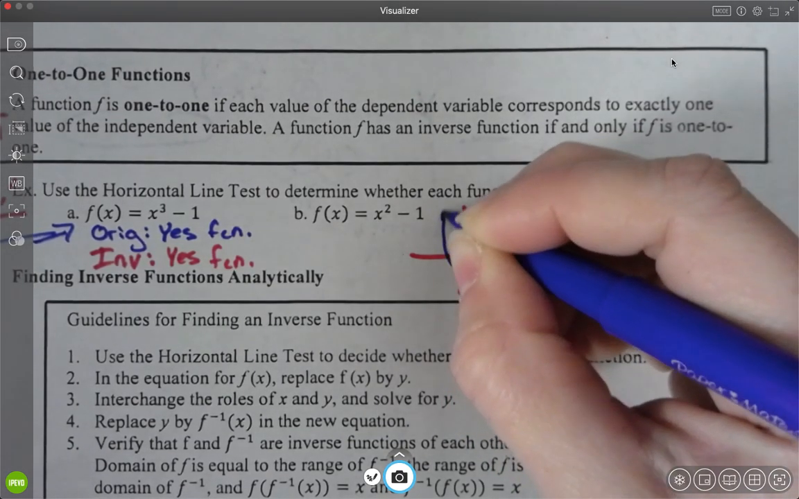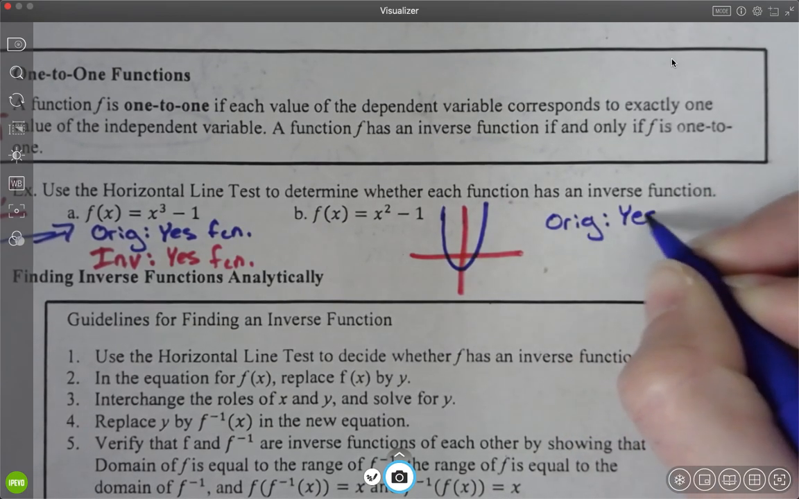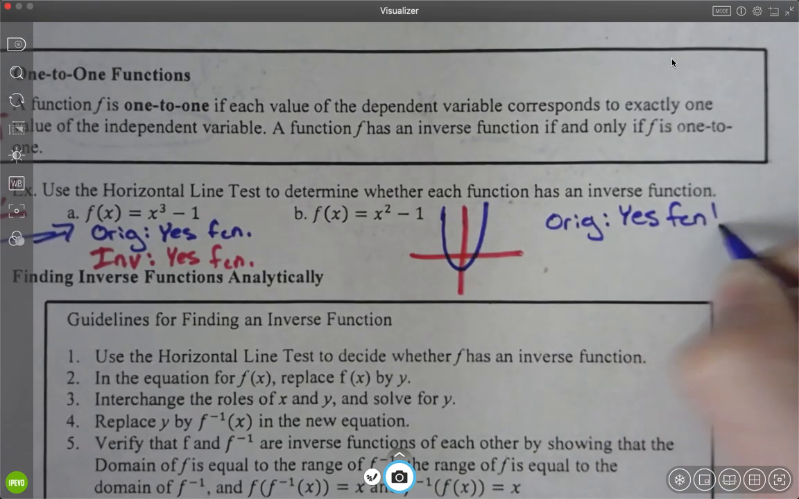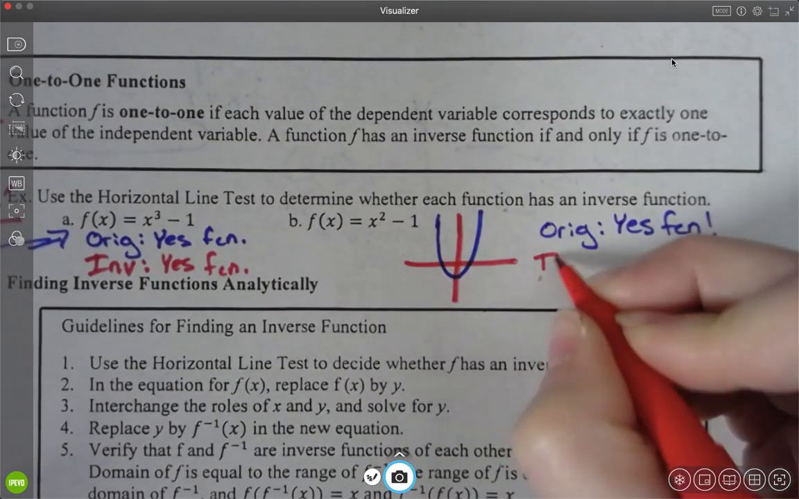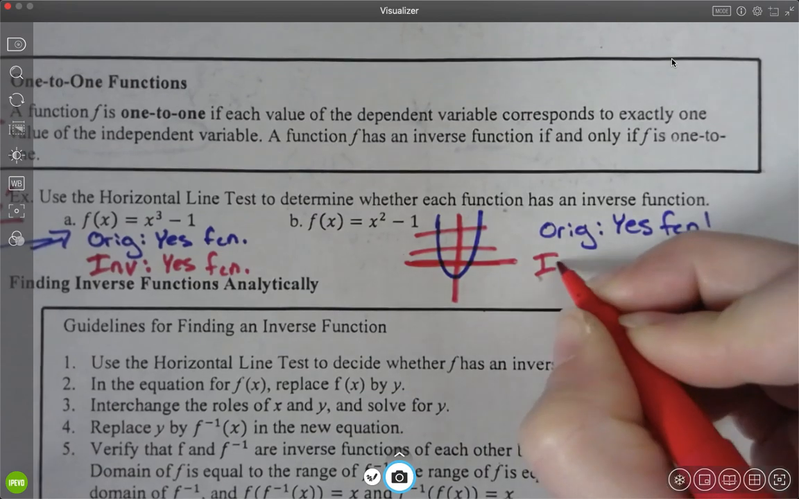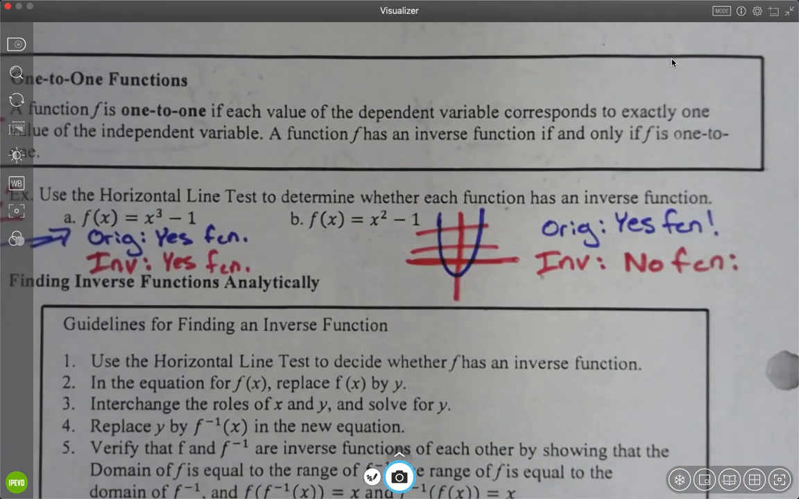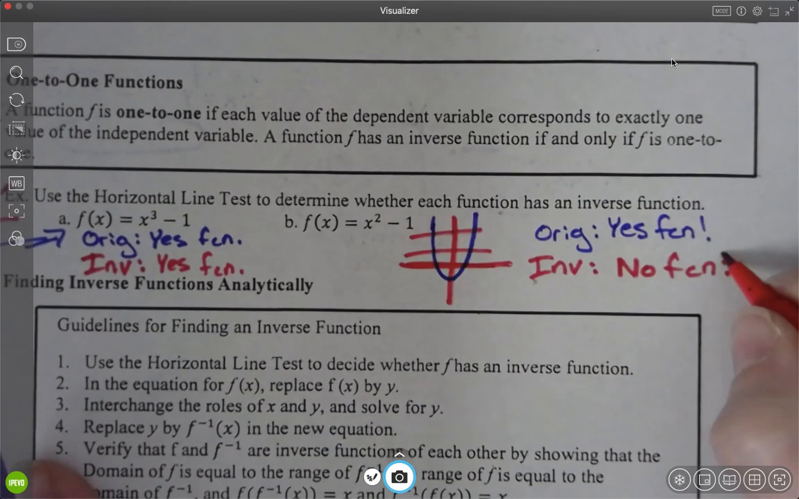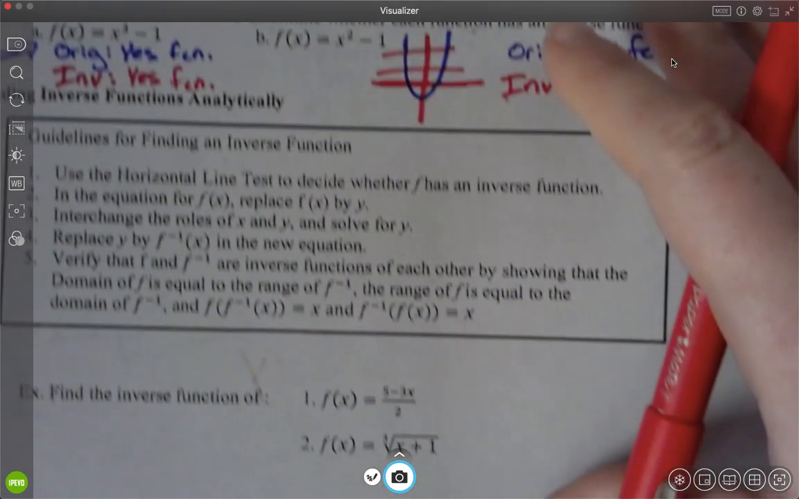So is the original a function? Yes, the original is a function, but using the horizontal line test, we can see the inverse is not a function. No function. There we go. Okay, good. Are we clear?